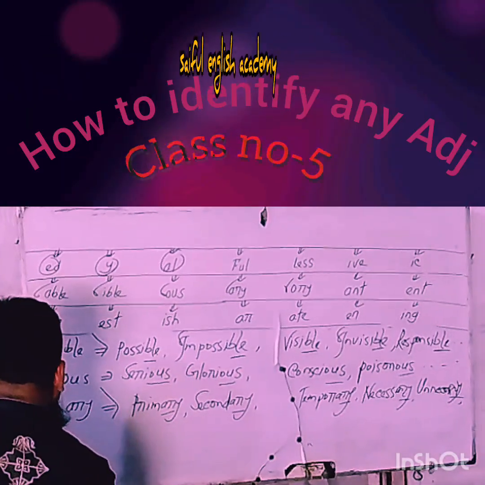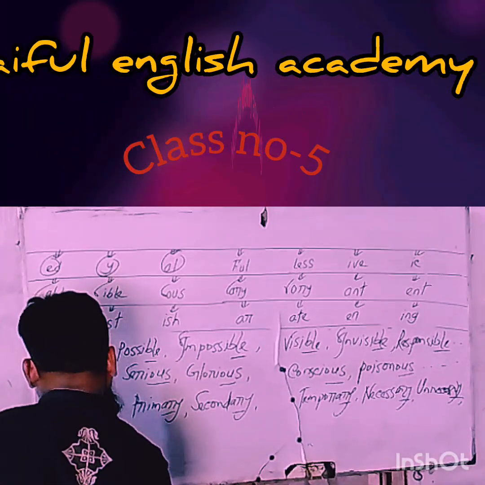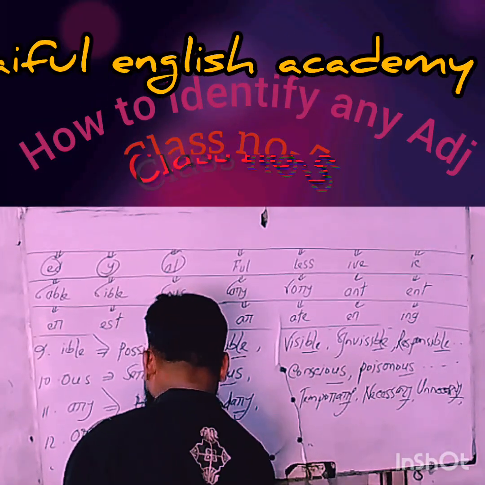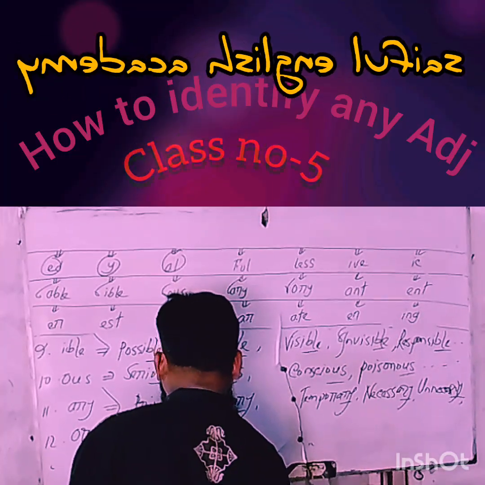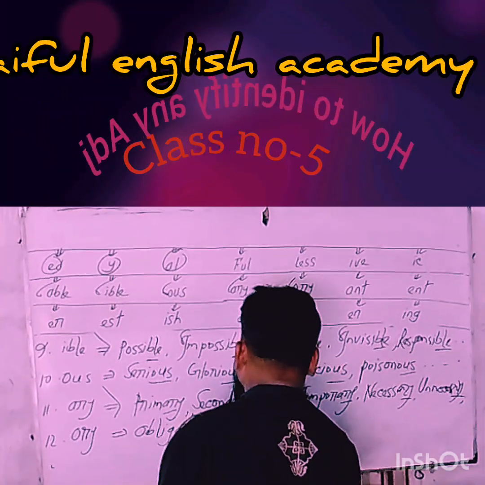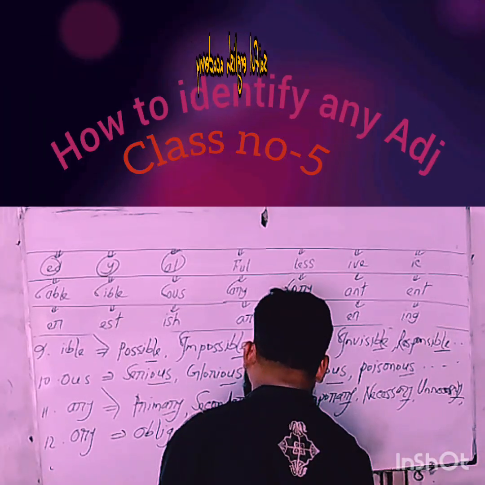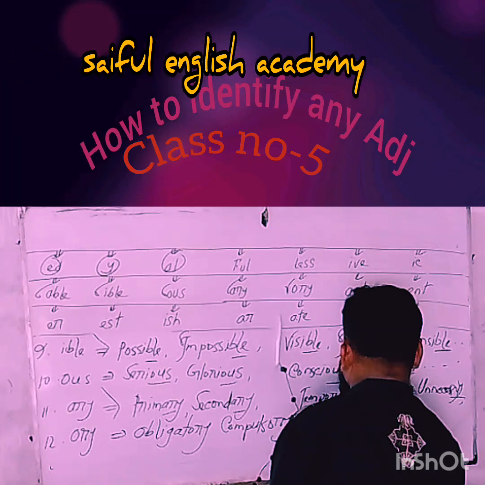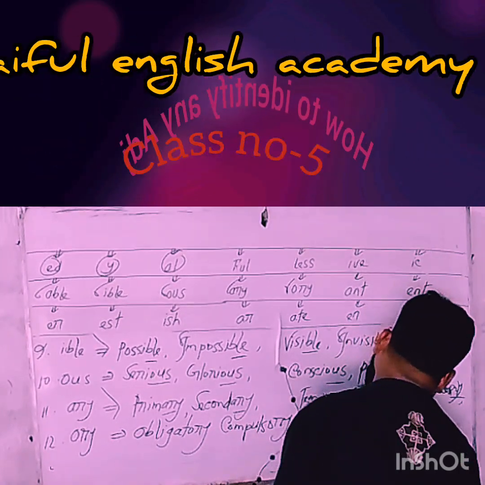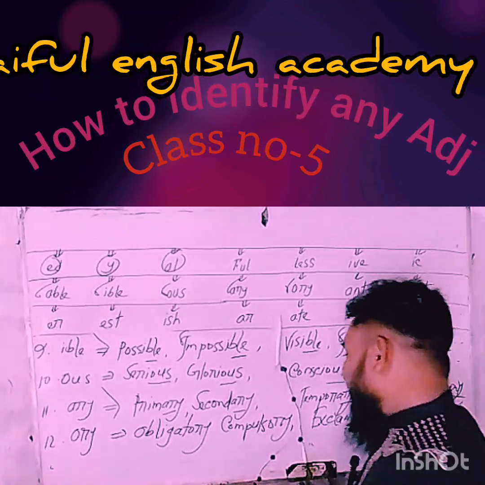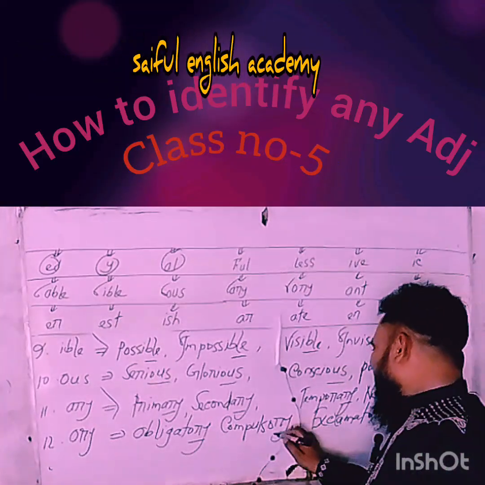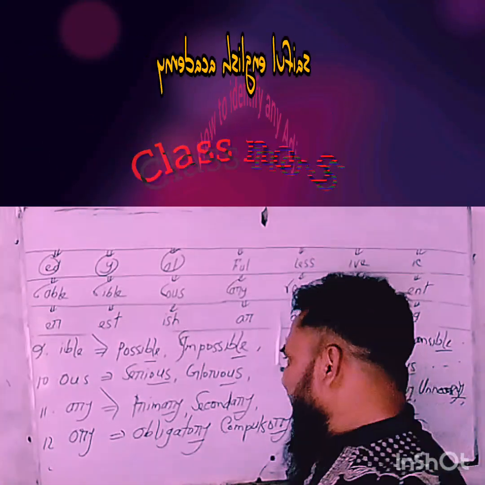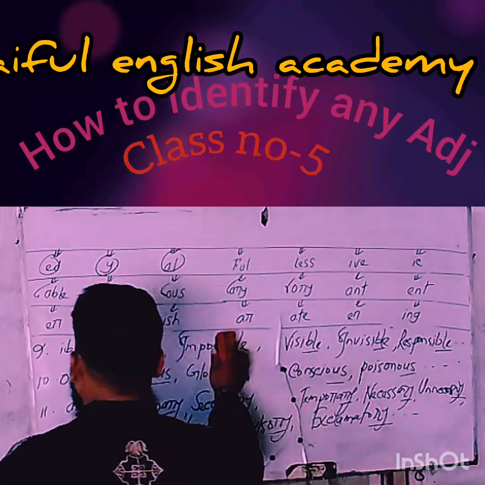Now, my dear learners, think about your next suffix, O R Y: ory. For example, compulsory, exclamatory, etc. If you notice the suffix ory in words, you may of course consider such words as adjectives. Have you understood clearly?